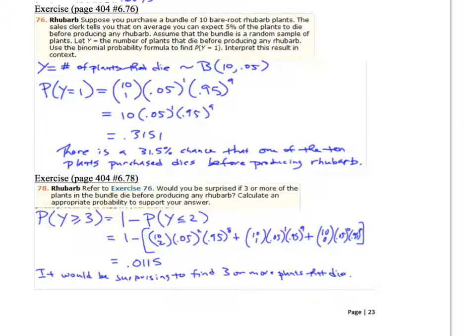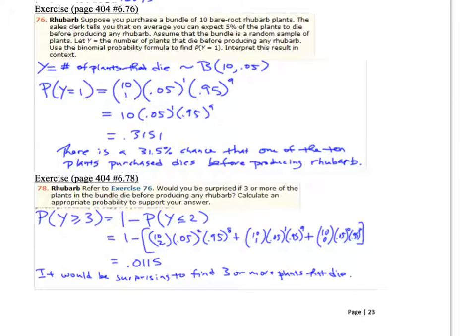If we look here, we have a bundle of 10 bare root rhubarb plants. Rhubarb is kind of a very tart, I guess, fruit. Kind of looks like a celery stalk, but it's more red than green. So the sales clerk tells you to expect 5% of the plants to die before producing the rhubarb. Assume that the bundle is a random sample of plants. Let y be the number of plants that die before producing rhubarb. Using the binomial probability formula, let's find the probability that y equals 1.